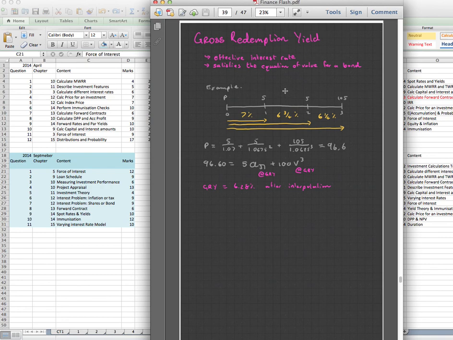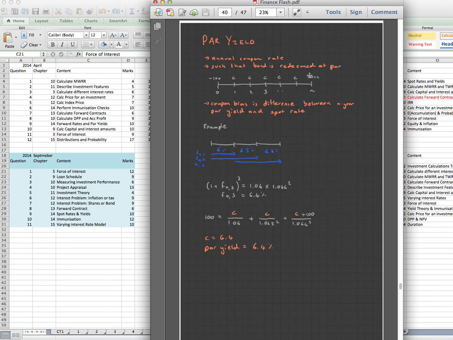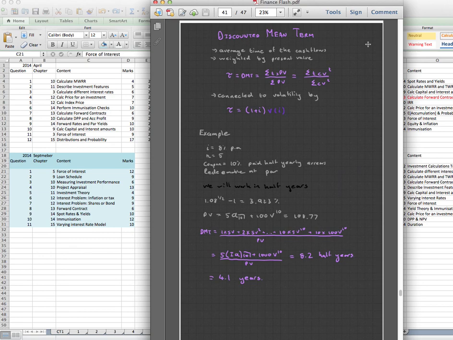Then we have gross redemption yield, which is just the effective interest rate that satisfies the value of a bond. You use your different spot rates. It's quite easy, but you have to use interpolation, which we spoke about earlier. Par yield is also quite straightforward. It's the annual coupon rate so that the bond is redeemed at par. Pretty chilled. Then we get onto something known as immunization, which is another question all by itself, and this can be up to 12 marks.